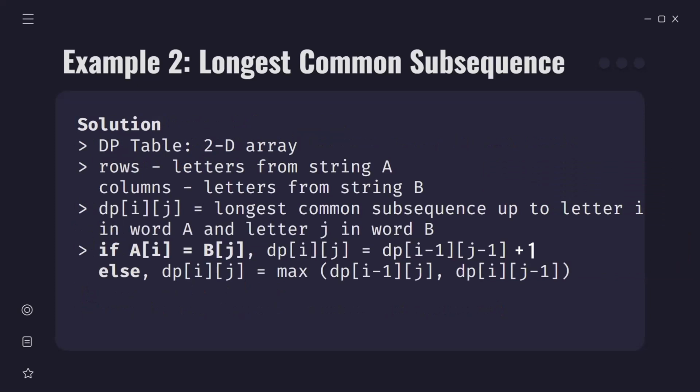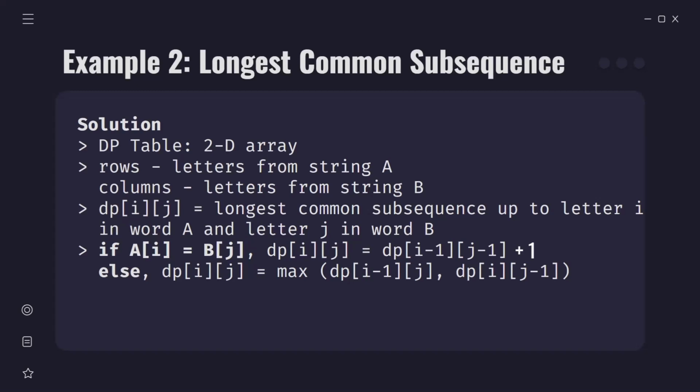Here we will use a 2D array instead of a 1D array because we are comparing two strings. Each row represents a letter from string A, while each column represents a letter from string B. The value in dp[i][j] is equal to the longest common subsequence in string A up to the ith letter and string B up to the jth letter.